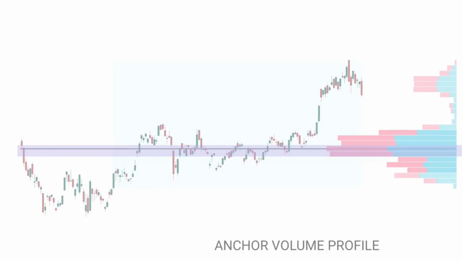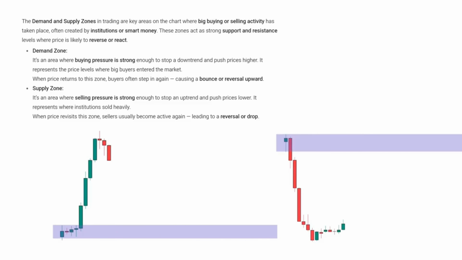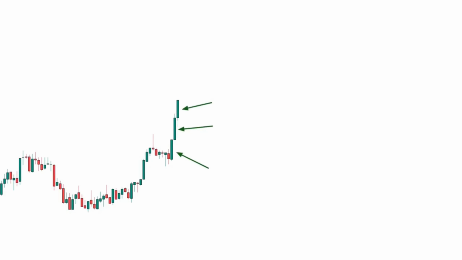Next, demand and supply trading. Demand and supply zones are areas where institutions place large buy or sell orders. But how do we identify them? Institutions leave footprints in the form of strong momentum candles. Big moves that retail traders cannot create. These large candles indicate institutional activity.